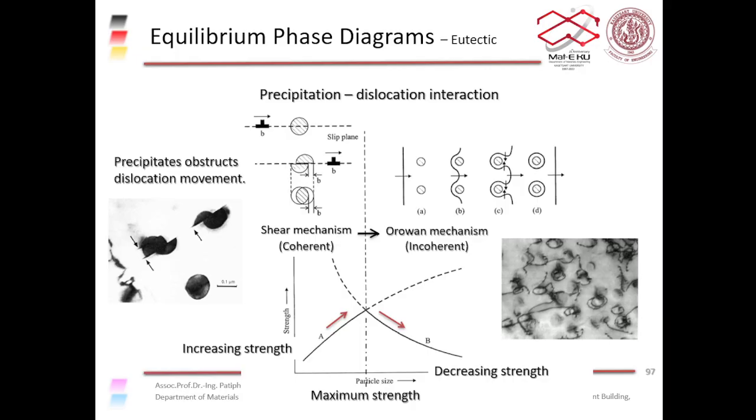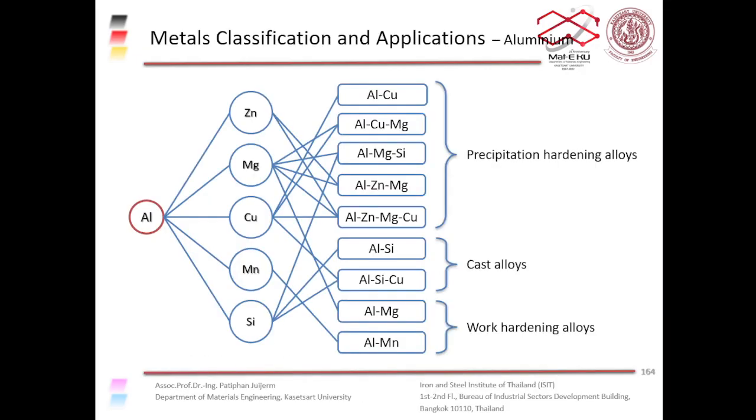For now, you just have to know that all these aluminum alloys can form precipitates and increase strength by the precipitation hardening process. Aluminum silicon and aluminum silicon copper are cast alloys, used in casting applications, because silicon can increase the flow rate of the melt and copper can reduce the melting point of the melt. So they are very good casting alloys.